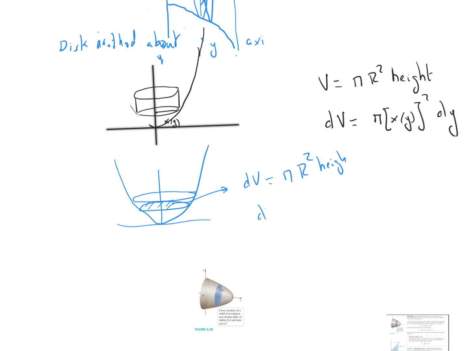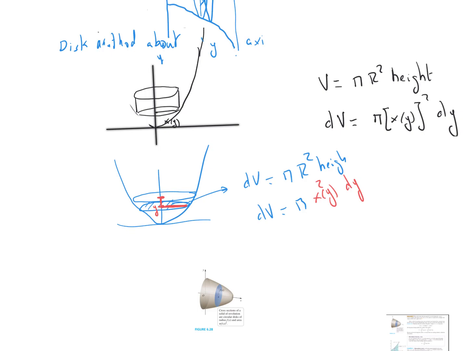So the small volume here will be pi r squared. Now r squared is this distance squared. And this distance is not y of x, it is x of y, the distance that exists at the point y, at the height y. So x of y squared by the height. The height is this distance, so it's dy.